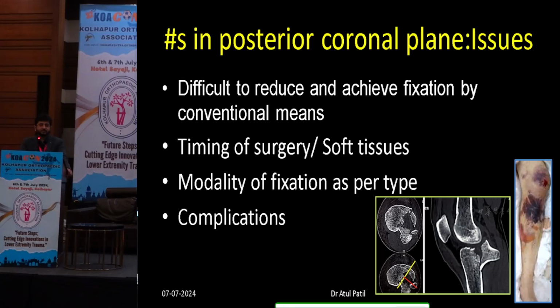So most of the problems are in coronal plane fractures. We have already discussed the posterolateral. There is another one, which is the posteromedial. And why is it so? Because they are difficult to reduce and achieve fixation by conventional methods. Timing of surgery, soft tissues, and modalities vary as per the type, and there are certain complications.